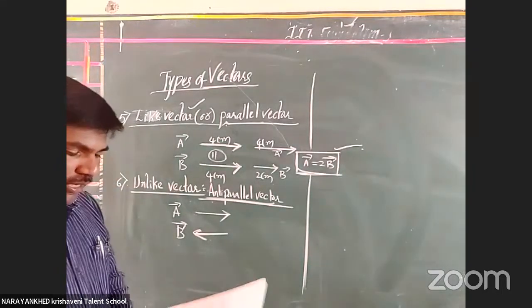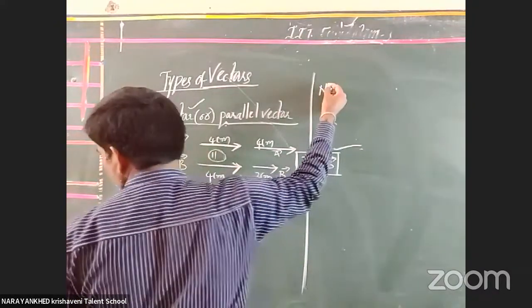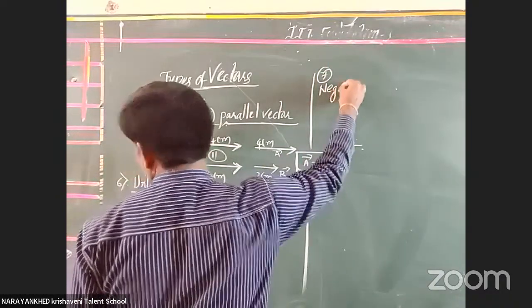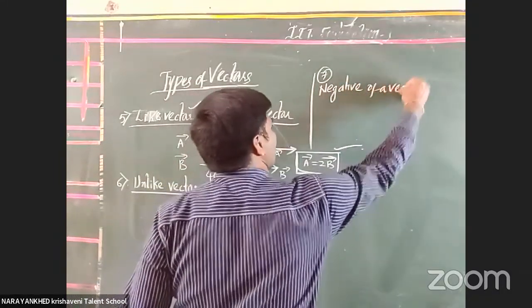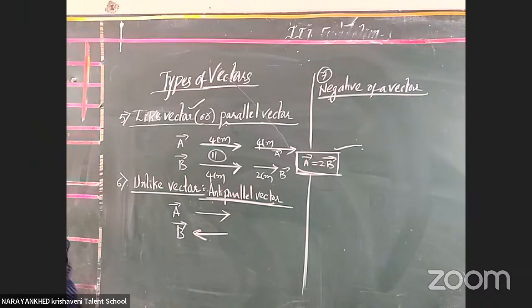The next component here, we consider the negative vector. Which one is called a negative vector? This is the seventh one, the negative of a vector. Which one is called a negative of a vector? The one whose direction is opposite, but which contains the same magnitude. That is called a negative vector of each other.